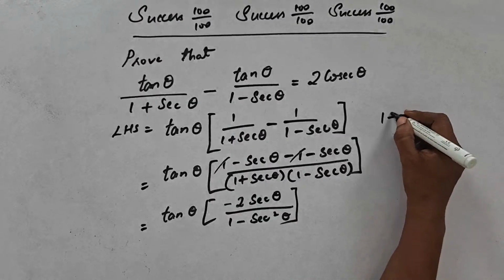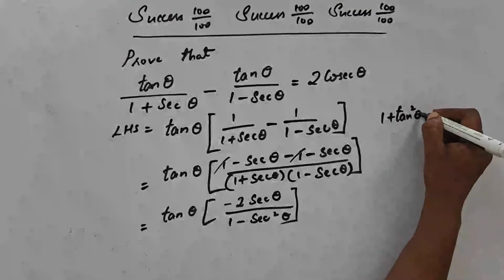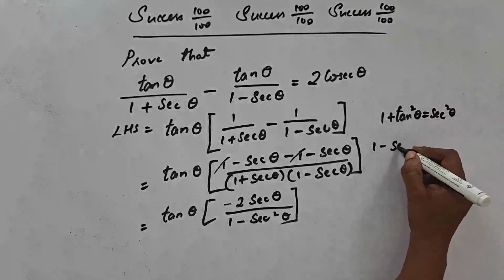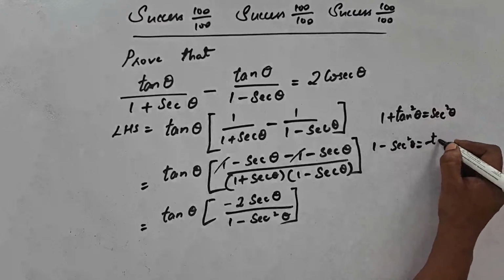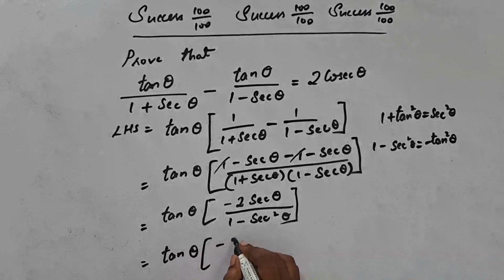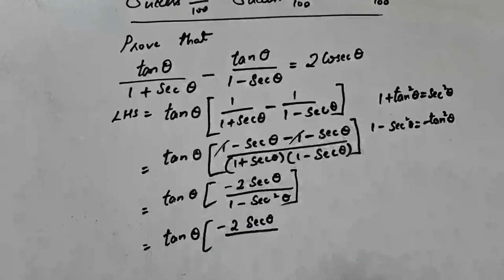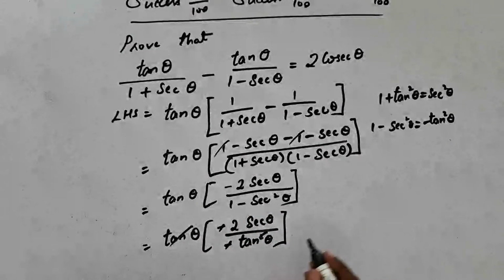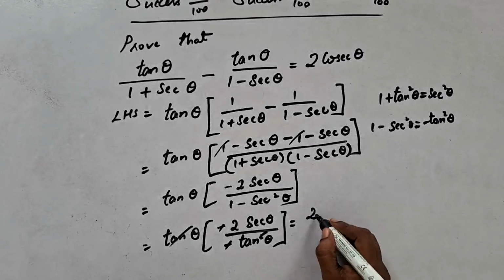We know that 1 plus tan square theta is equal to secant square theta. Therefore, 1 minus secant square theta is equal to minus tan square theta. It is equal to tan theta into minus 2 secant theta divided by, instead of 1 minus secant square theta, I can write minus tan square theta. Minus gets cancelled, this square and tan gets cancelled. That is equal to 2 secant theta.